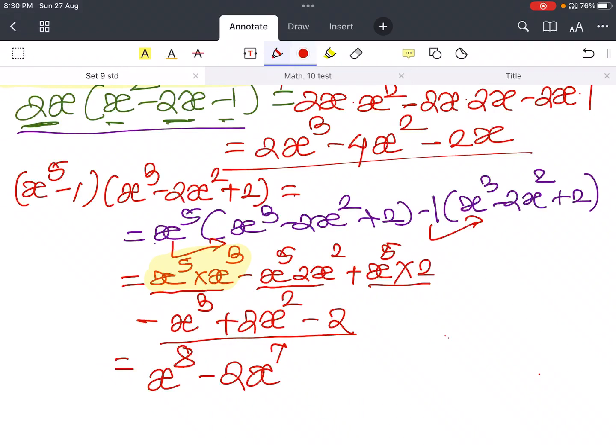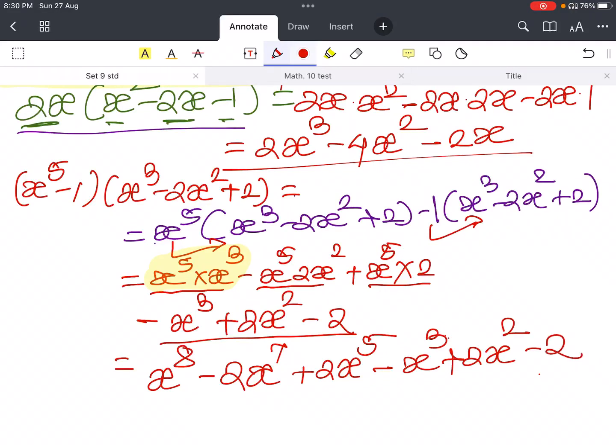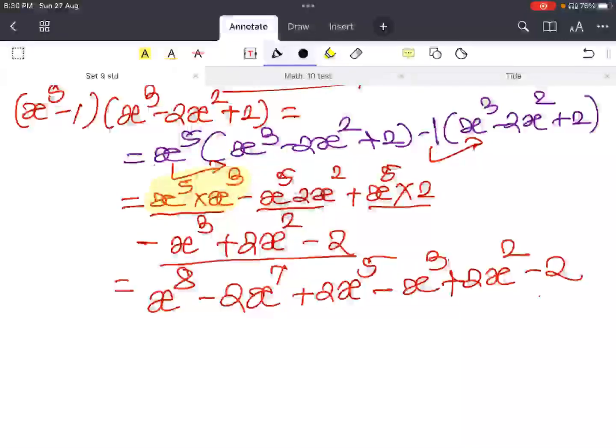Next one, x raised to 5 into 2, obviously 2x raised to 5 will come, minus x cube plus 2x square minus 2 as it is. Okay. Now we will write a final answer for this.